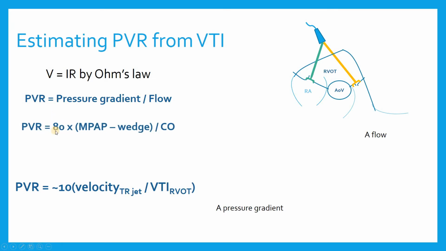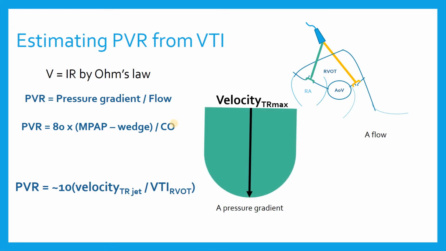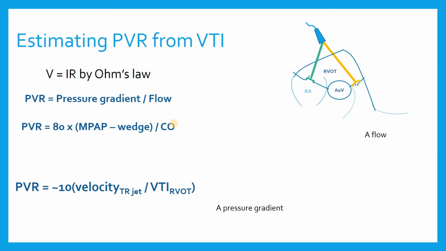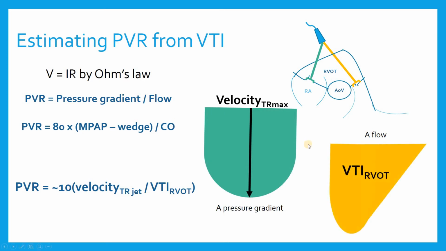Now, if we had a Swan, we would do it this way. We'd say my PVR is 80 times my mean PA pressure minus my wedge pressure, divided by my cardiac output, which I would measure by thermodilution on my Swan. However, I can actually capitalize on a different pressure gradient and a different flow to get an estimate of PVR. Now, this is kind of clever. I'm going to look at my pressure gradient by looking at my TR velocity, my maximal TR velocity.